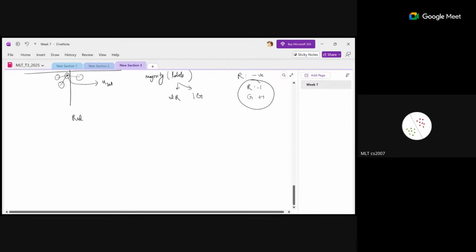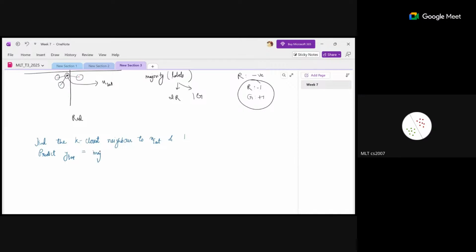So if you have to write the algorithm, it's more like, if you are given an X test, what you're going to do is find the k closest neighbors to X test, and predict Y test to be the majority of these Y1 star, Y2 star, and so on to Yk star. Okay, that's all it says.